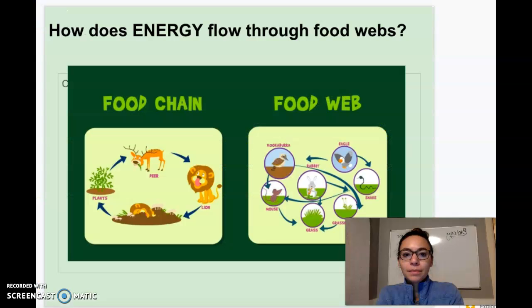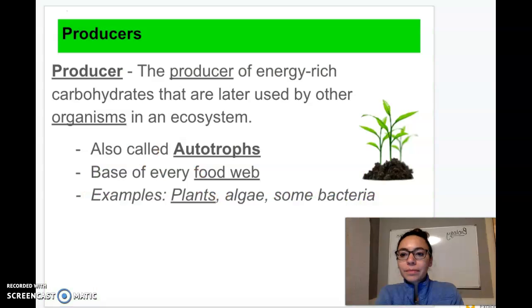Okay. Now let's try to make the connection between energy and ecosystems. So how does energy flow through food webs? We're going to see in a second. So it all starts with producers, right? We already learned that producers are plants that use photosynthesis to harness energy from the sun, turn it into carbohydrates that the plant can contain and store as energy, right? Producers of energy-rich carbohydrates that are later used by other organisms in an ecosystem.